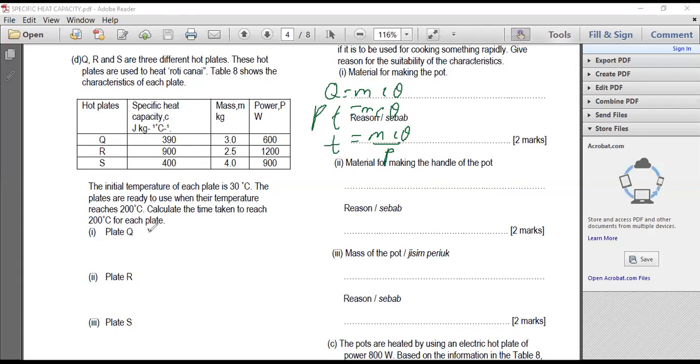If you want to find the time for Q, the mass here will be 3, the C will be 390, and your change in temperature will be 200 minus 30, divided by the power. The power is 600. So 3 times 390 times 170 divided by 600. You get 331.5.